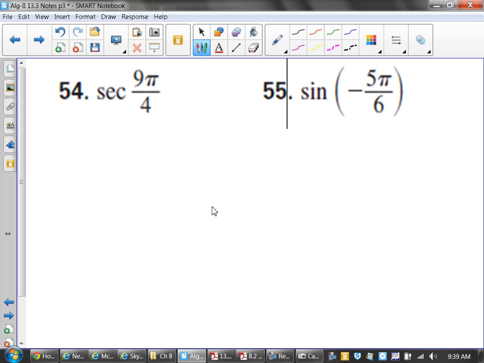So secant. Secant is the inverse of which function? Cosine. Good. So secant is the inverse of cosine. Did you guys pick up on the trick that if your denominator is a 4, your reference angle is always going to be a 45? Now 9 pi over 4 is going to spin you around into which quadrant? First quadrant. Very good, because it goes all the way around.